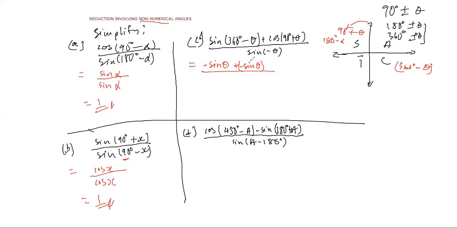And this is all over the sine of a negative angle. Think about it. If theta is here, is sine positive or negative there? It is negative. Sine of a negative angle is negative. So if I tidy up, I'm going to have minus sine theta all over minus sine theta.